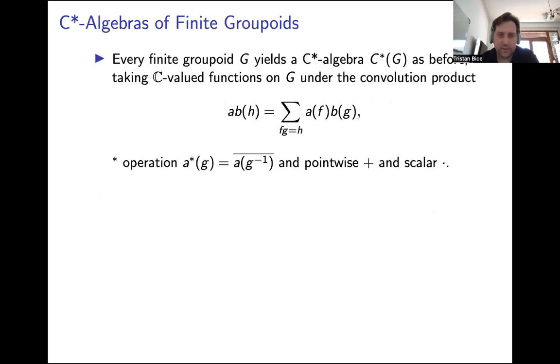And this is something worth looking at. Let's say we have some finite groupoid. This yields a C-star algebra in pretty much exactly the same way as we were doing before. Very little change is needed. We look at all the functions from our groupoid G to the complex numbers, and we consider this convolution product. Because we're dealing with finite things, this sum is finite, and so the product is indeed well defined. The star operation is exactly as before: A star of g is determined by the value of A at g inverse, just taking the complex conjugate. Sums and scalars are just done pointwise again.